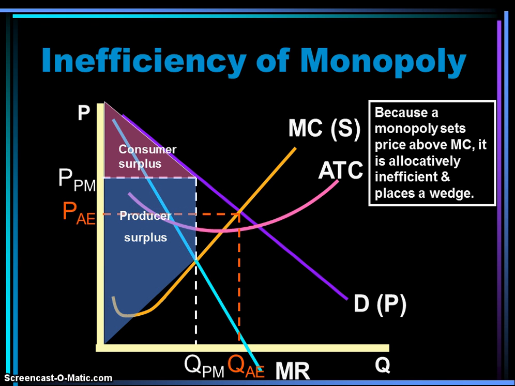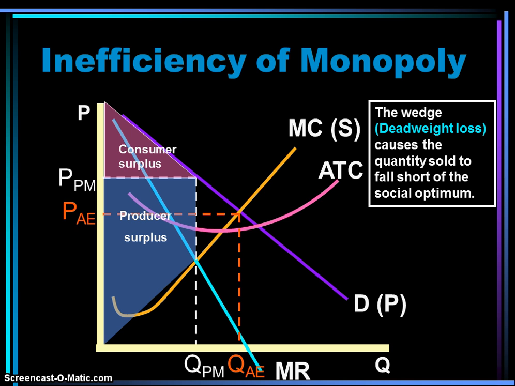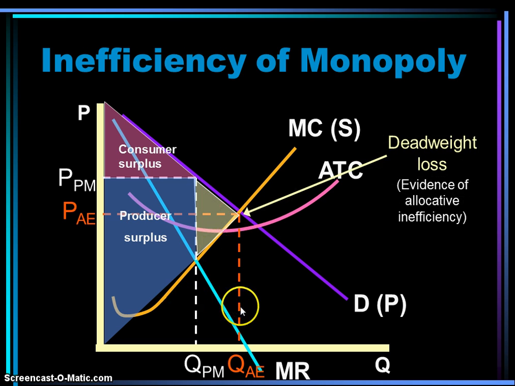And because a monopoly sets price above marginal cost, it is allocatively inefficient and places a wedge. This wedge, which we can give a title to because we've learned about this previously, deadweight loss, okay, causes the quantity sold to fall short of the social optimum. So again, here's that deadweight loss, and that proves that this industry is not allocatively efficient, because it's not producing at the allocatively efficient quantity.